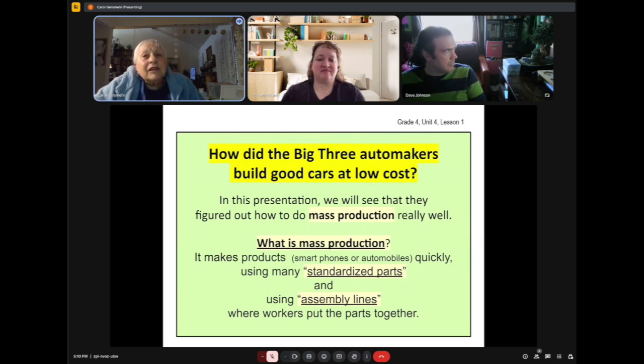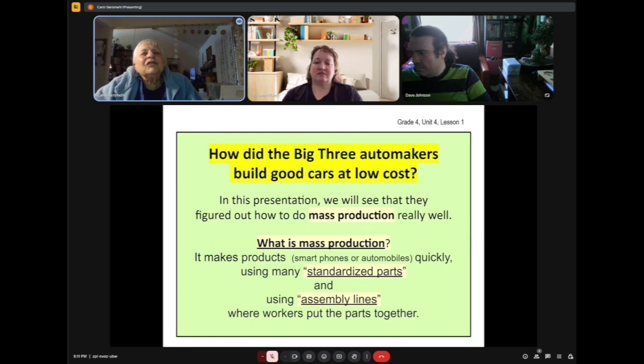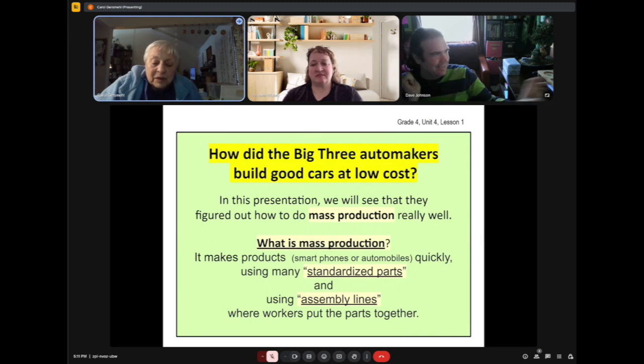The key to that was making sure that every screw or every part for the engine that you made was a standardized part. We'll explain what that means. And the second part of mass production is, how can you organize putting 10,000 parts together? They decided to use something called an assembly line. All of the big three companies did that.